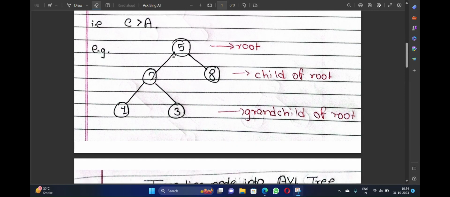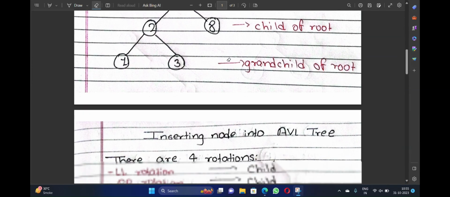See for example here, 5. 5 is the root, and all the nodes in this left subtree will be less than 5. See 2, 1, 3. All the nodes are less than 5. Okay, and all the nodes in the right subtree will have values greater than the root. Here the first element is called the root, and just one level down you will see the child of root, and two levels down you can find the grandchild of root. Okay, so we will be using these terms, so keep all these terms in mind. I'll be revising it again, but you should keep that in mind.